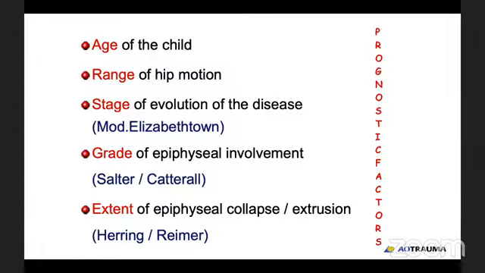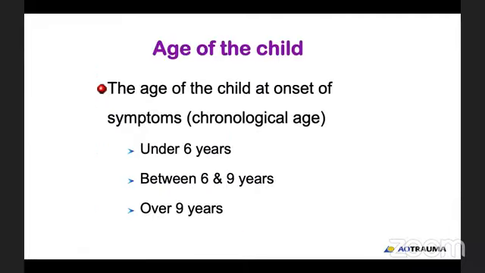The grade of epiphyseal involvement basically means what is the extent of the head which is involved. And lastly, the amount of collapse or extrusion that has happened in the femoral head. So if you combine these 5 parameters and you put them all together, that's when you'll be able to prognosticate the final outcome of Perthes disease. So I'll talk about them a little more in detail, because these are the 5 important factors that help us to come to a decision-making process.